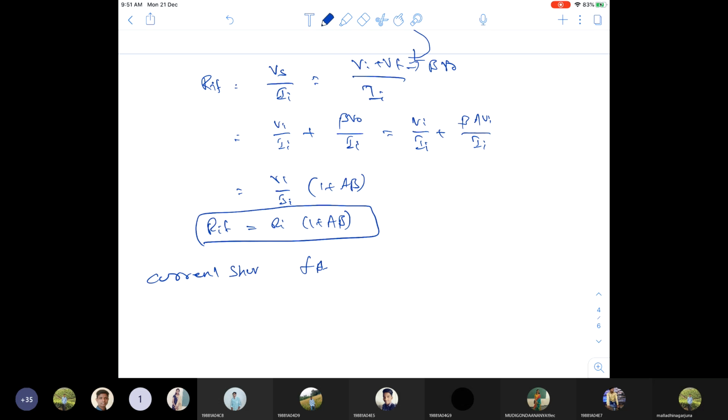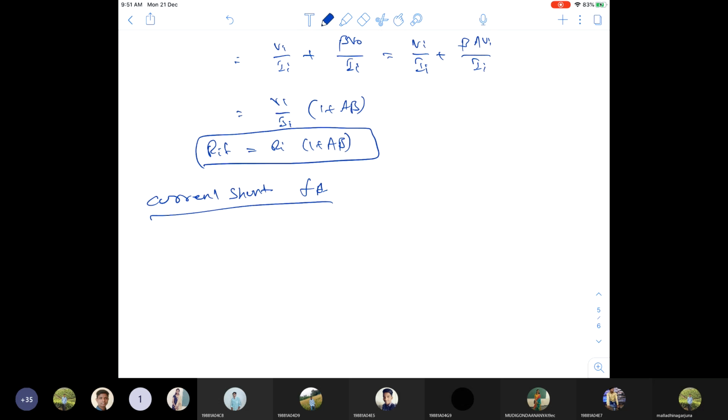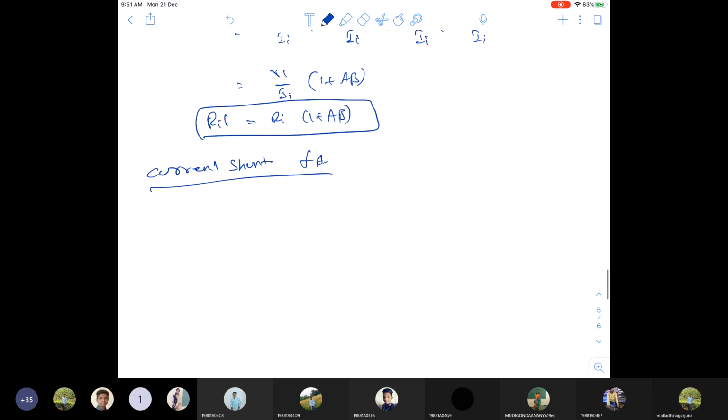For example, let us draw current shunt. What is the output structure of current shunt? The current shunt output is current. The basic amplifier for current shunt is a current amplifier. Recall the basic structure of a current amplifier: input is current, output is current, and in parallel the output is also current.